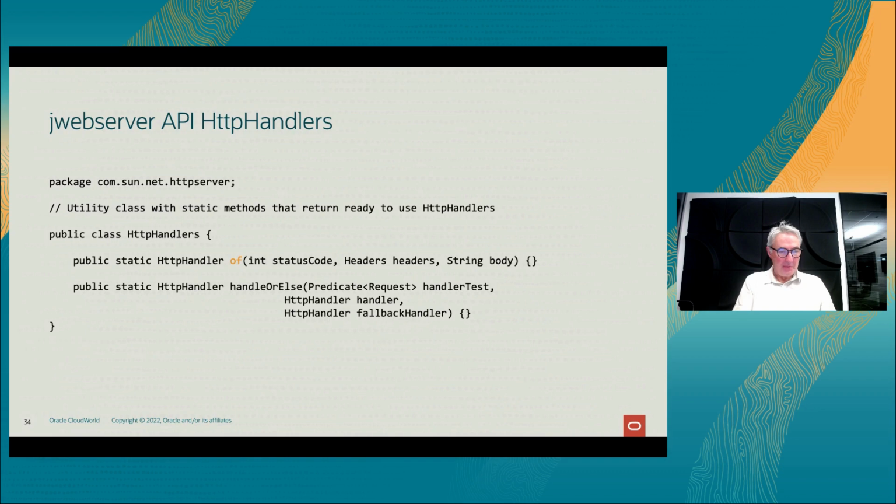So the class that allows you to compose multiple HTTP handlers together is the HttpHandlers class. It has two methods. The first one returns a handler which returns a fixed response to whatever incoming request it receives. The response that it returns is specified by the three parameters to the method: the status code, the response headers, and the string body.